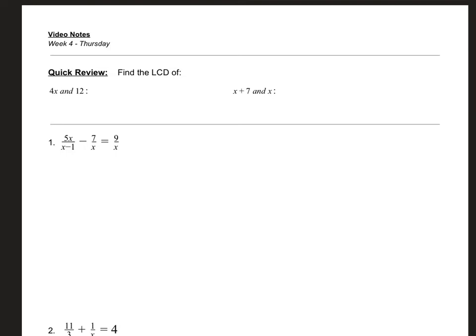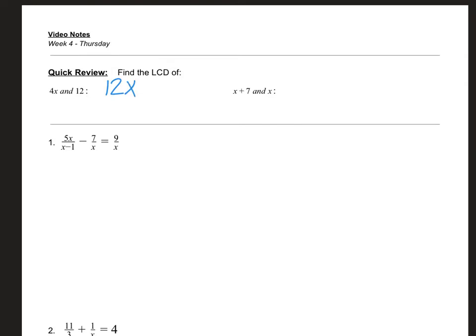So just to start real quick, quick review, find the least common denominators of the following. So 4x and 12, right, 4x and 12. Remember, you don't always have to multiply them by each other, right? Sometimes it's going to be a little bit easier than that. So the least common denominator of 4 and 12 is going to be 12. And then we have to have that x in there. So the least common denominator is going to be 12x.